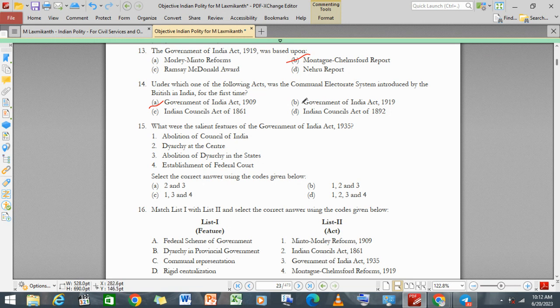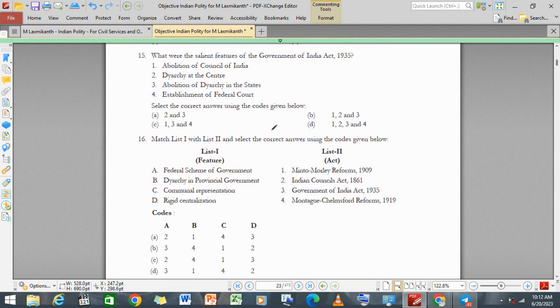By the Parliamentary reform. Then, what were the salient features of the Government of India Act of 1935? Abolition of Council of India, diarchy at the center, abolition of diarchy in the state, and establishment of a Federal Court. I believe all of them are correct, so this one is the answer. Abolition of the council took place, diarchy at the center was followed. Earlier it was in the state, and abolition of diarchy in the state took place. All of them are correct.